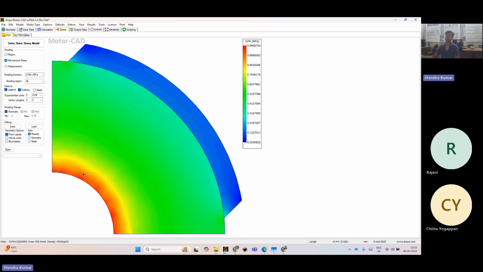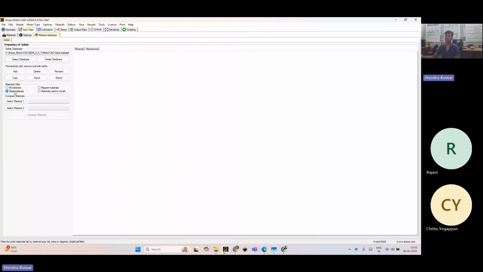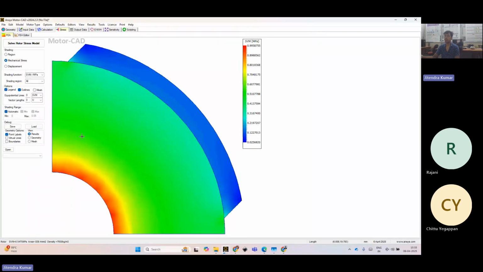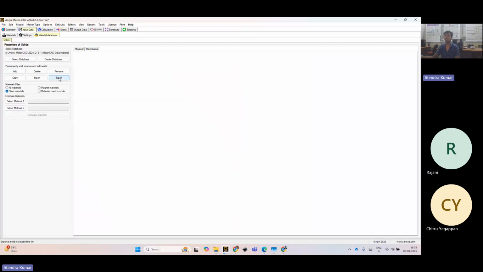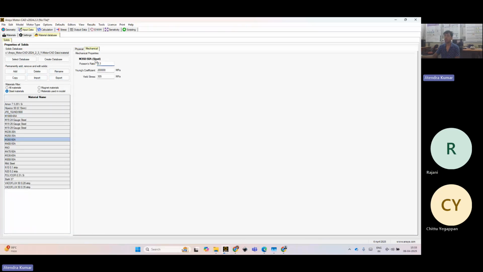Okay. So see, if you go to the material property again, as of now we are seeing maximum stress on the rotor core, right? So which material does the rotor consist of? So this material is viewed here now, right? And what is its mechanical property? We have to observe yield stress. How much is the yield stress?